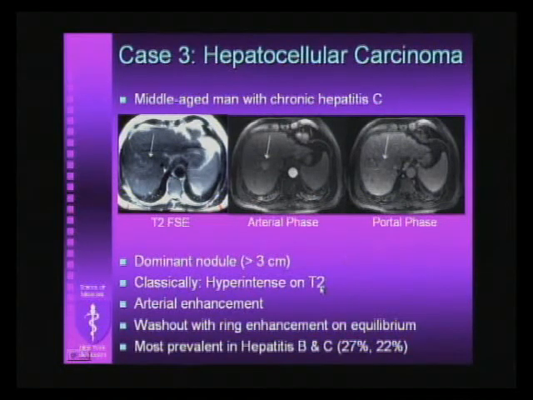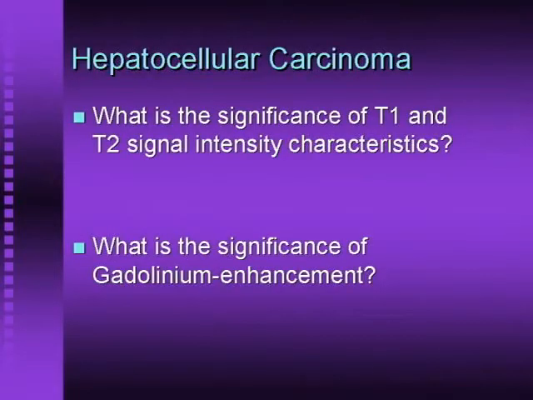Classically, these are hyperintense on T2 and show arterial enhancement. The later phases of contrast can also be helpful if you look for the washout with ring enhancement. But I want to talk a little bit more about the appearance of hepatocellular carcinoma in the setting of cirrhotics, and particularly I want to address these two questions that frequently come up.